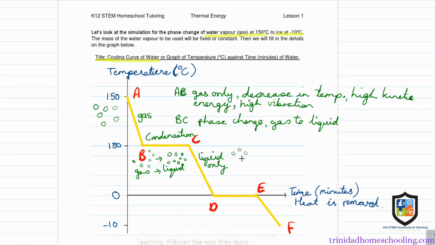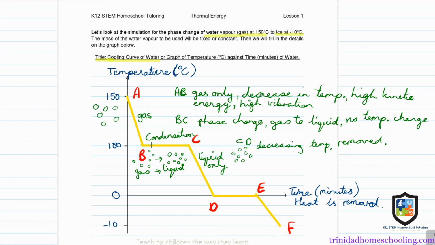Now at CD we have liquid only, and our liquid molecules, and here we are decreasing temperature again. For BC we had no temperature change. This is the most important part of this graph. Okay, no temperature change. So at CD now we have decreasing temperature and heat being removed. Now pay close attention to what is happening at these phase changes. So the phase change is what we want to focus on.